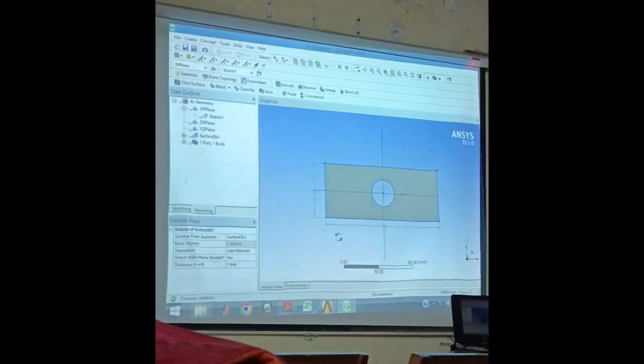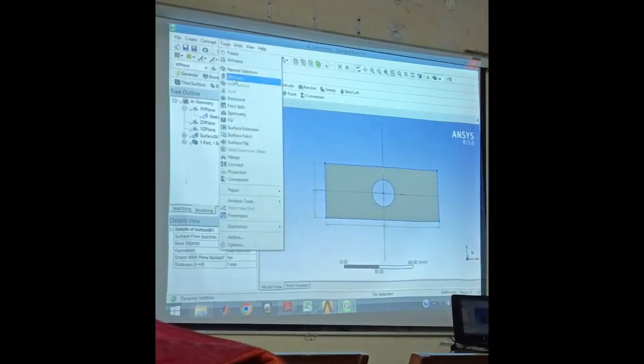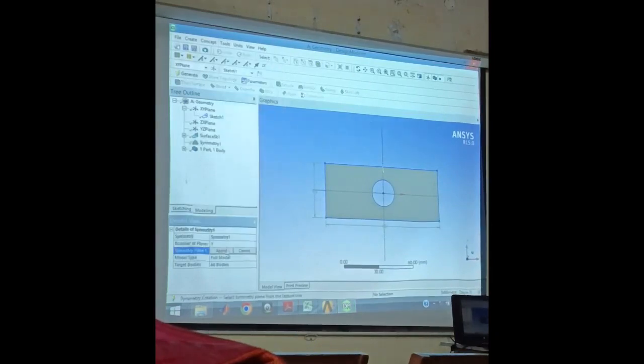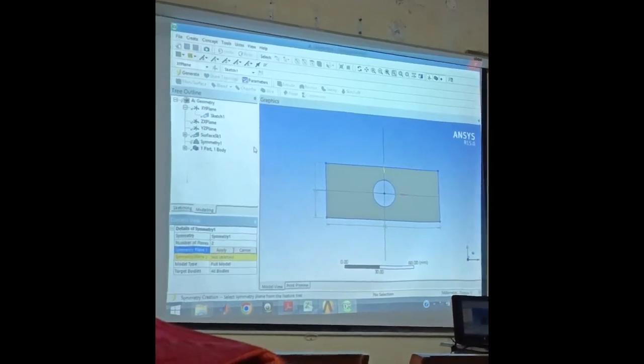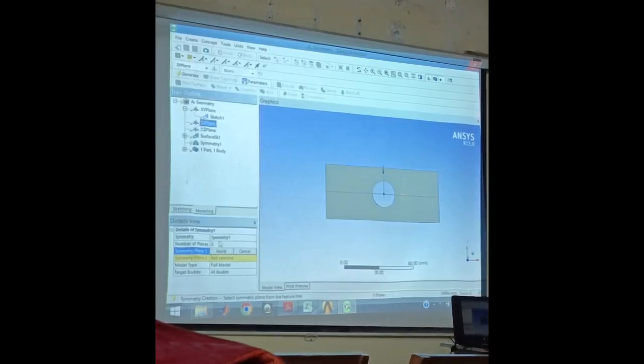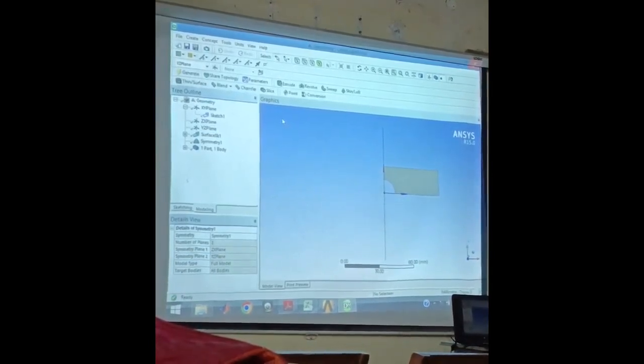Now what am I to do? This one is represented symmetric with respect to the x and y axis. So we use symmetry, both axis symmetry. First axis is xz or zx, and this is yz. Generate. So it has created 1/4 of the model. That boundary condition will be imposed on the model already.